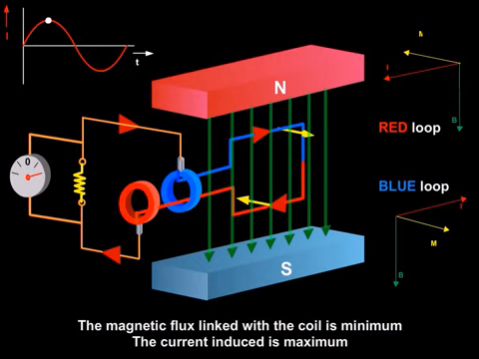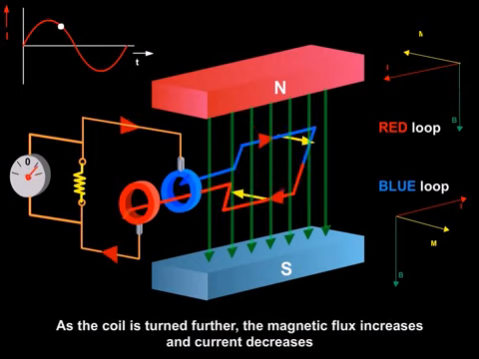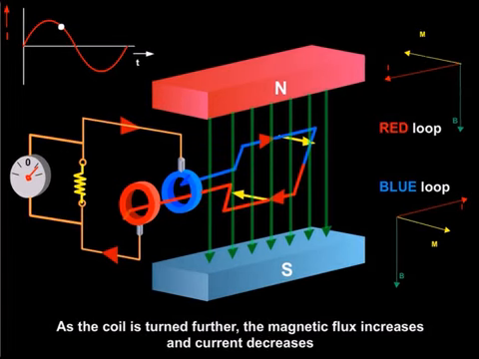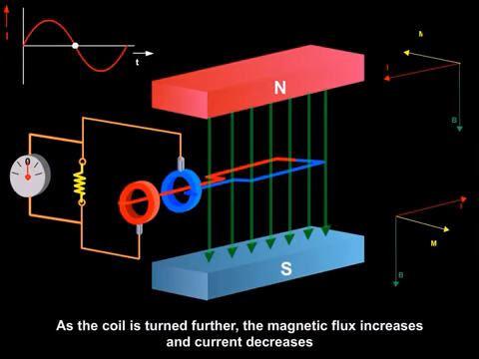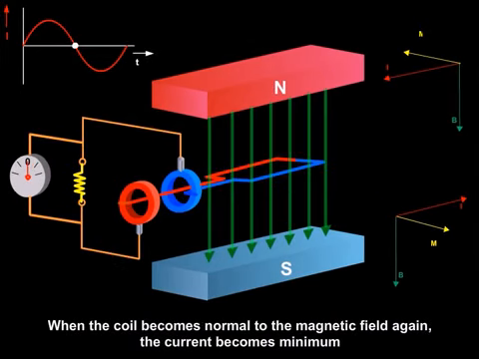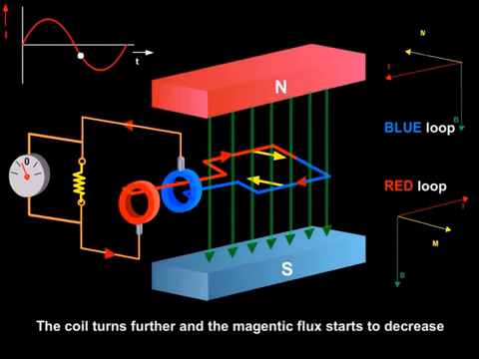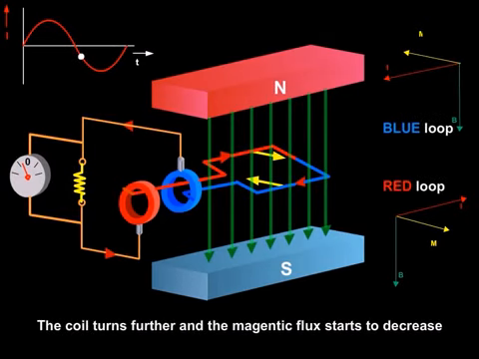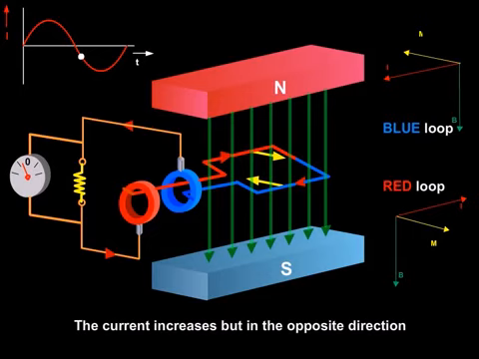As the coil turns further, the rate of change of magnetic field lines passing through the surface decreases and the induced current decreases. When the plane of the coil becomes perpendicular to the magnetic field again, the induced current in the coil again becomes zero. The coil turns further. The magnetic flux associated with the coil decreases and the rate of change of flux increases. The induced current in the coil increases, but this time in the opposite direction.